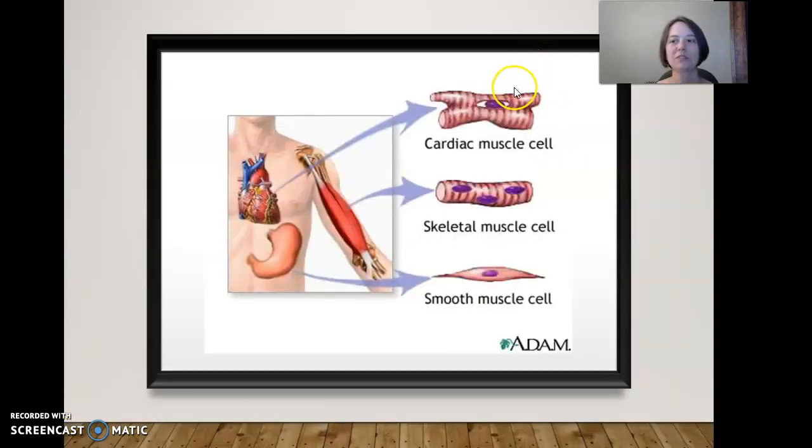So again, we have three types of muscle cells: cardiac, skeletal, smooth. Cardiac is found in the heart. Skeletal muscles are the muscles connected to your bones, and smooth muscle cells are found in the walls, making up the walls of hollow organs.